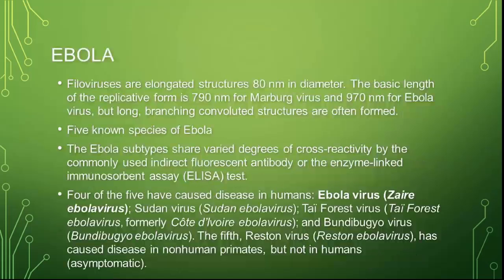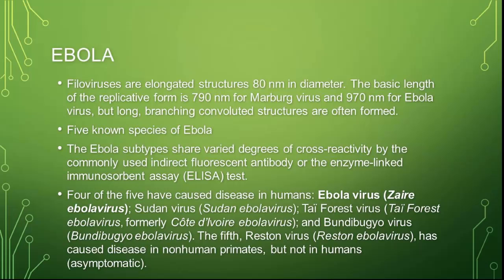In general, they're elongated structures, about 80 nanometers in diameter. The basic length of the replicative form is 790 nanometers for the Marburg virus and 970 nanometers for Ebola virus. They also form long branching structures.